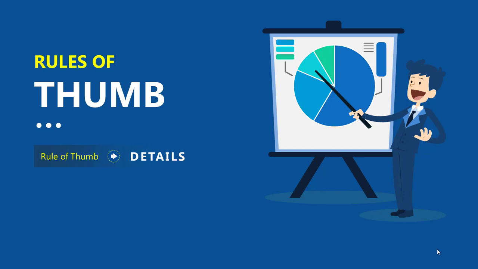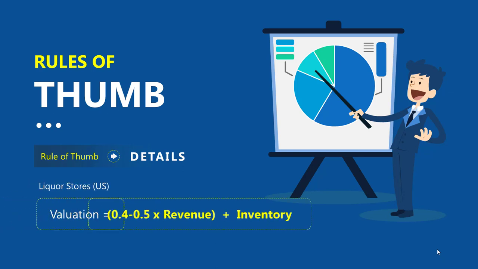The best way to explain this is with examples. We briefly covered one example of liquor stores in the US in video 2, where the rule of thumb is 0.4 to 0.5 times revenue plus inventory. Here you can see that the rule tells us what type of earnings to use, it tells us what multiple to use, and it also designates that added to this figure should be the business's inventory to give the valuation. In industries like this, where a lot of stock is held on hand, it's quite common to have a hybrid rule of thumb like this that adds on the value of the stock at the end.